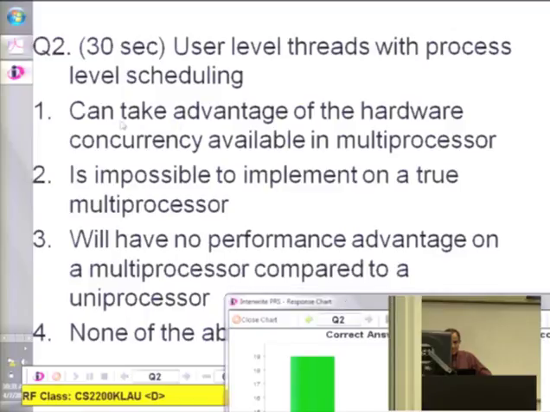For the same reason that I said that it cannot take advantage, it has no performance advantage on a multiprocessor compared to uniprocessor, right? Because if you have user-level threads, it's a structuring mechanism, but the operating system doesn't know about it, and therefore it's not going to help you in getting any performance for that. So the right answer is 3. Is that idea clear?